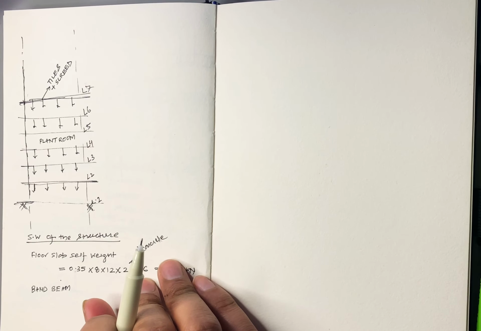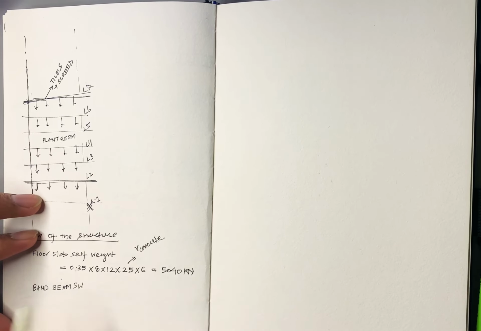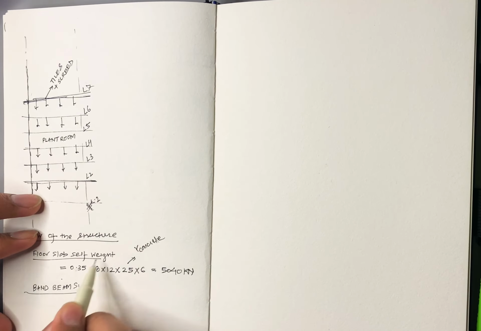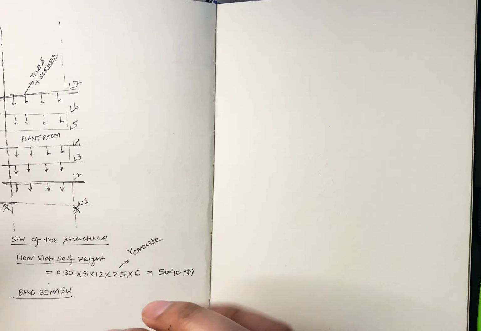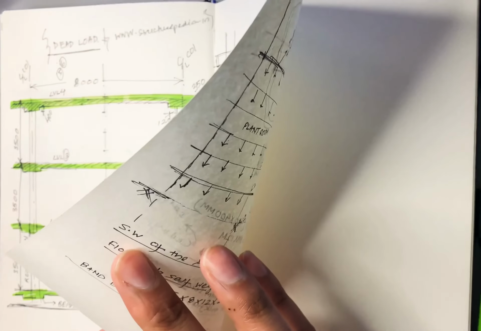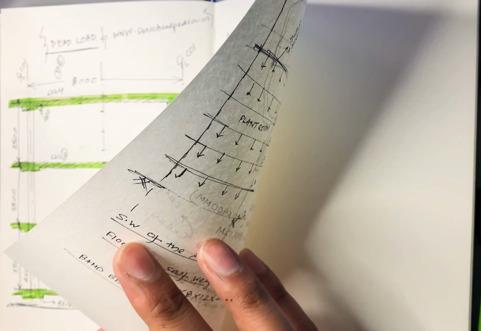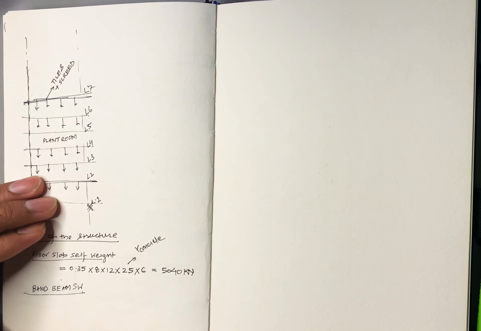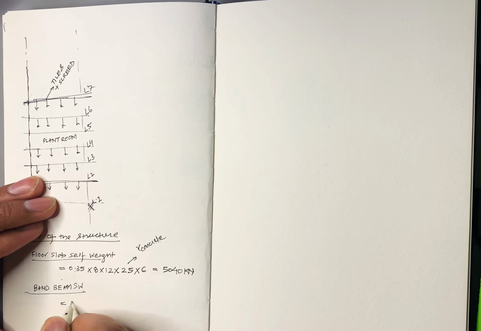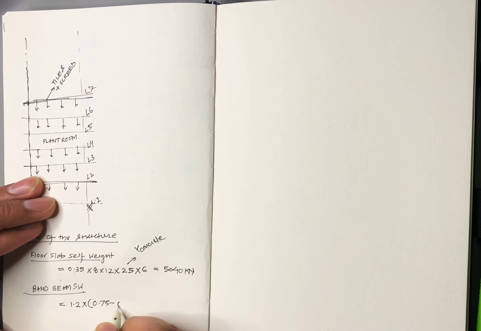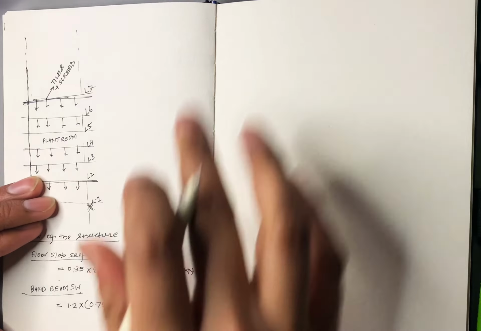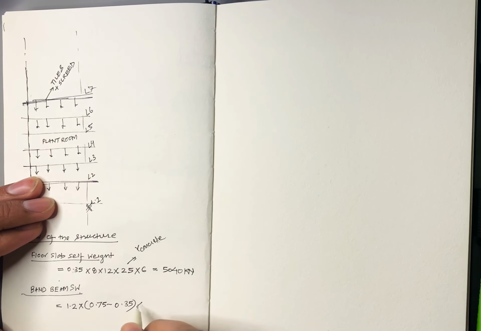Now, band beam self-weight. You have included the floor slab self-weight. Now the band beam self-weight won't be counted from the top of the slab but only the downstand portion. So the width of the band beam is 1.2 meter and the total depth of slab plus beam is 0.75. We need to subtract 0.35, that is the top slab thickness.